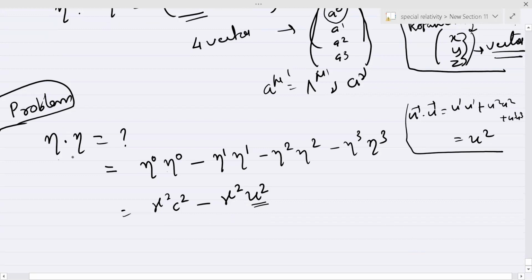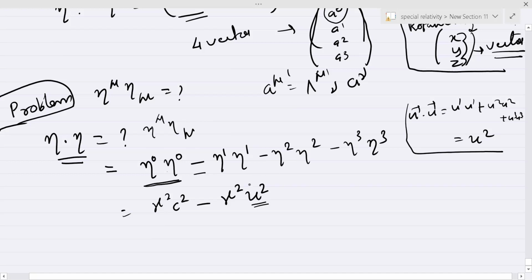Is this clear? Eta dot eta, we are taking the scalar product of eta dot eta. This means eta mu, eta nu. Okay, we are using the same for the metric also. So you need to know how to take a scalar product between two 4 vectors. It will have a square for the temporal part minus the square of the spatial part.